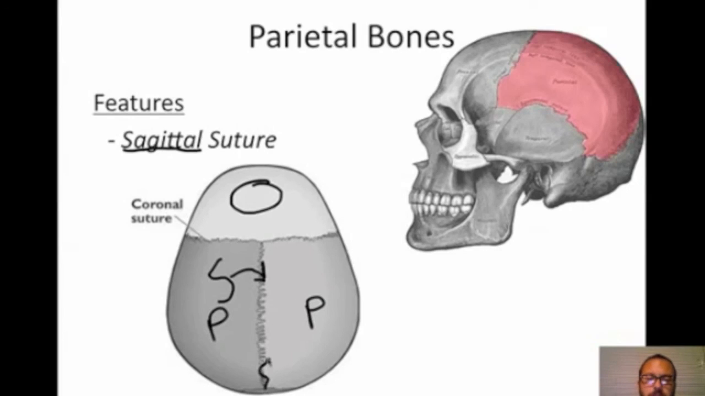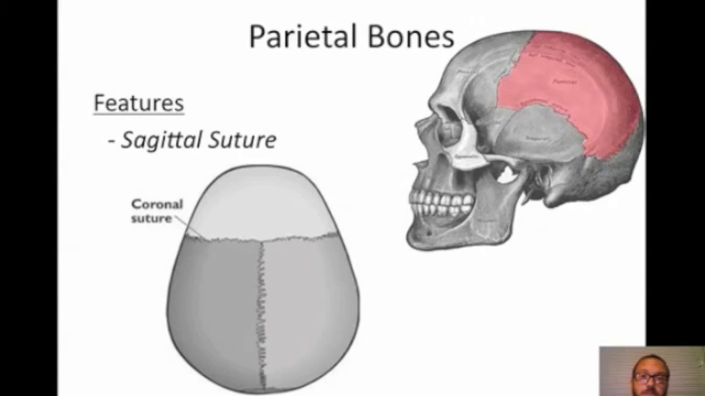You can see how it's all squirrely in between here, kind of locking these two together. In class, you'll see that these bones do not come apart. They are pretty well fused together with these sutures. You're in luck. For the parietal bones, there are no other features you need to know, just the sagittal suture. There are 2 parietal bones.